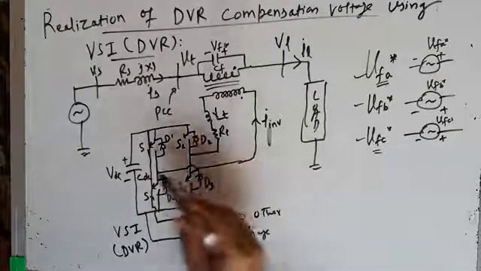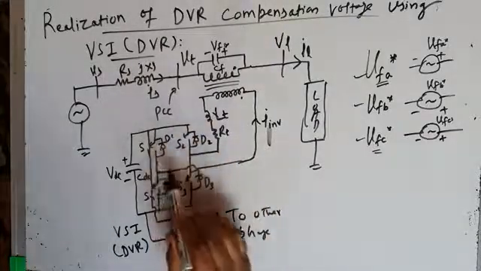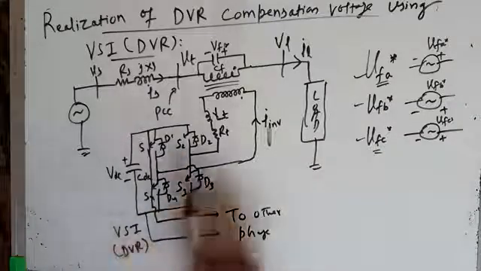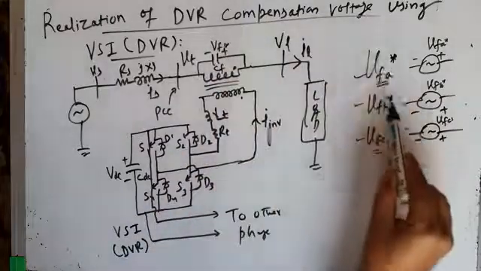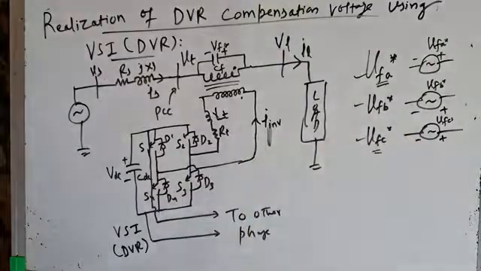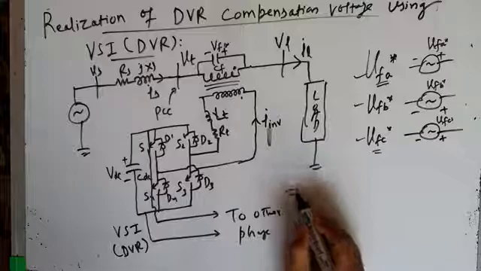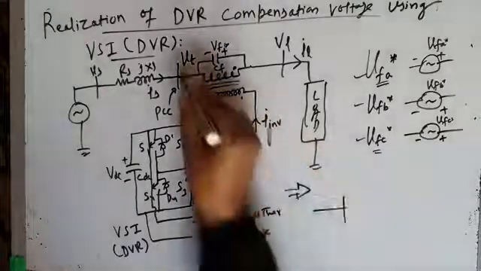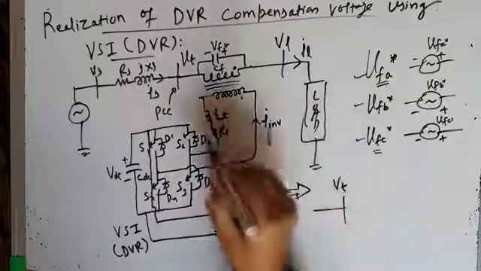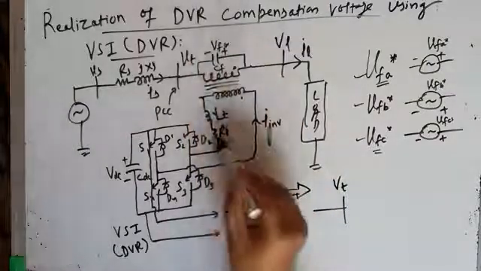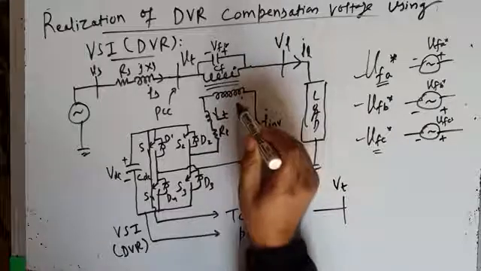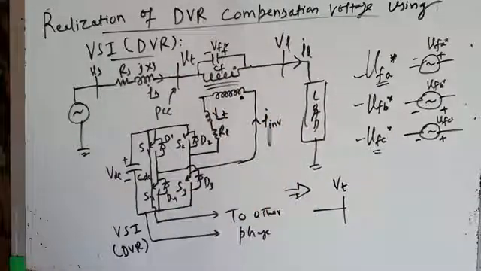Therefore, the switching of this inverter, which is a DVR, has to be done in such a way that these voltages VFA star, VFB star and VFC star are synthesized. Okay, इसका equivalent circuit is something like this. मैं यहाँ से दिखाऊंगा. This is the terminal voltage VT. उसके बाद आपका DVR है. So this is the primary winding of your injection transformer, and this is the secondary winding of your injection transformer.